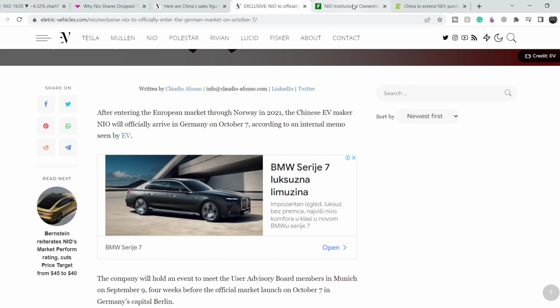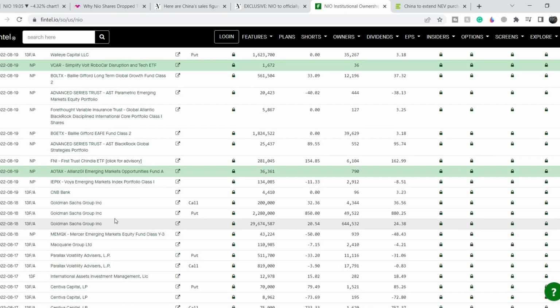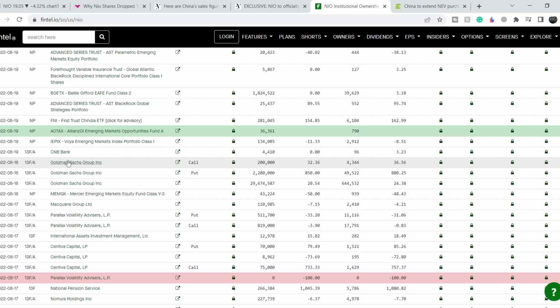On top of that, let me show you that from the fundamental standpoint we have another very good sign: Goldman Sachs group increased its long position. As you can see, they increased its long position by 20.5%, and for now they own about $644.5 million in value in NIO. And as you can see right here, they also increased their call and put position, but this is nothing else but hedging its long position, because it reduces their downside potential and increases their upside potential.